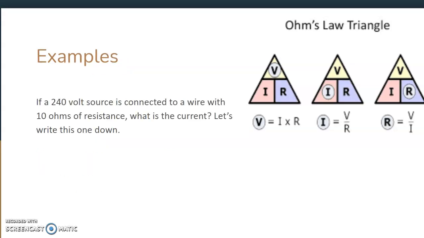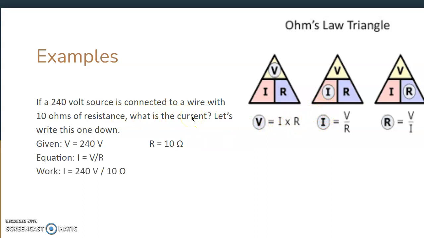All right, one more example, and then we're going to do some exit tickets. If a 240 volt source is connected to a wire with 10 ohms of resistance, what is the current? If we change our numbers to variables, 240 volts would be V for volts, and ohms is resistance, so R is equal to 10 ohms. The equation is the one that has I in it because we're looking for current. Then we take 240 volts divided by 10 and get 24 amps for our current.